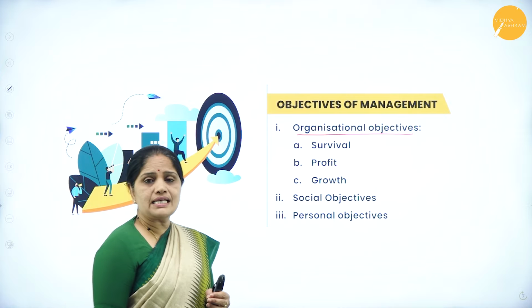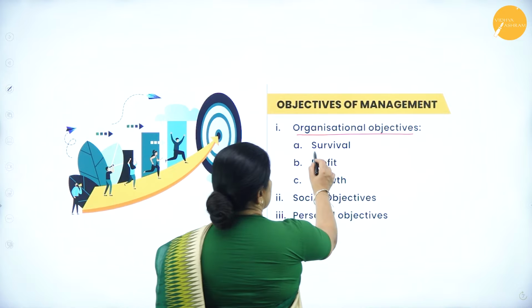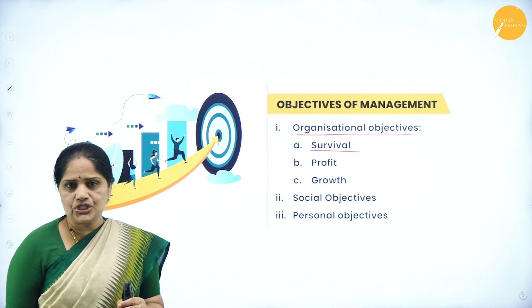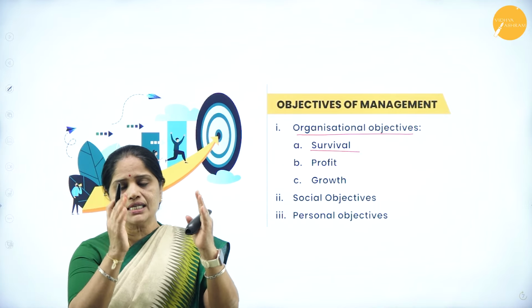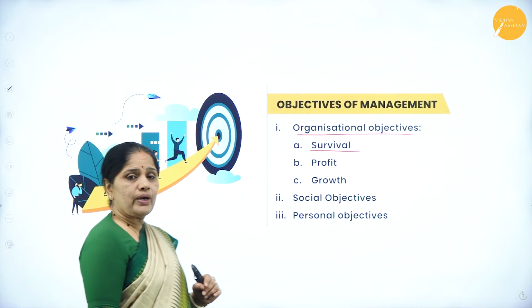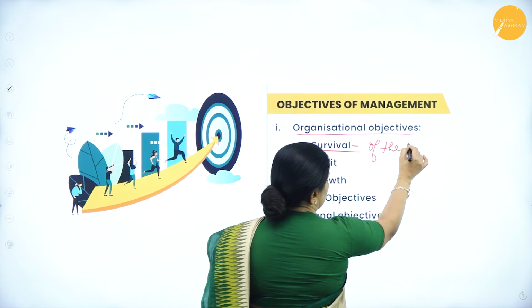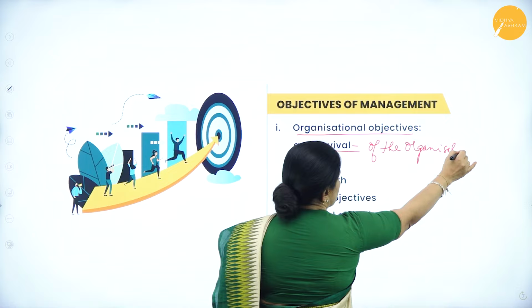Now, the organizational objectives can again be divided into 3 parts. In the organizational objectives, you take the organization as a whole. What is that organizational objective? The first one is the survival of the organization. So the first objective of any management is survival.